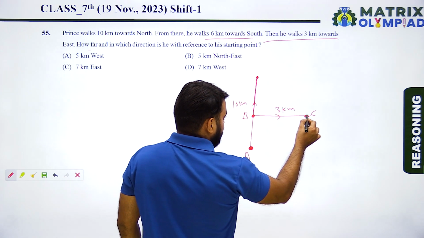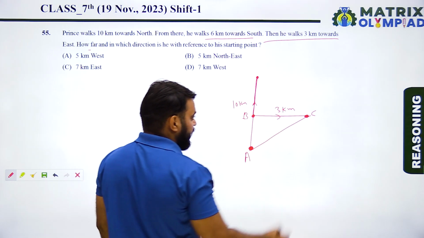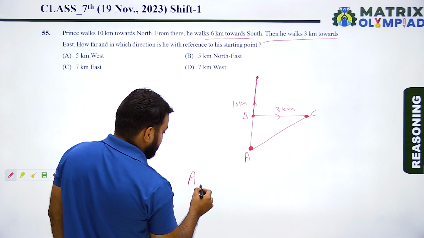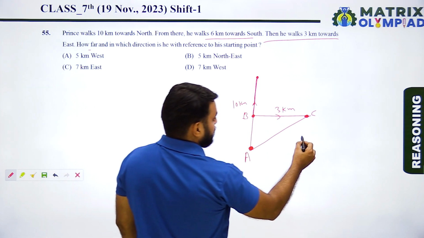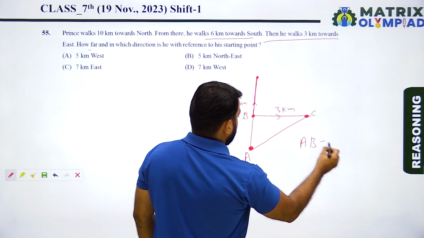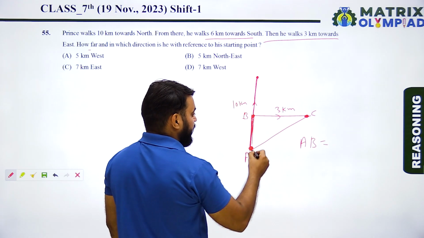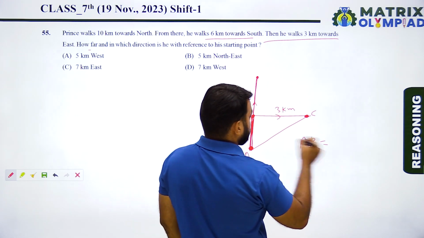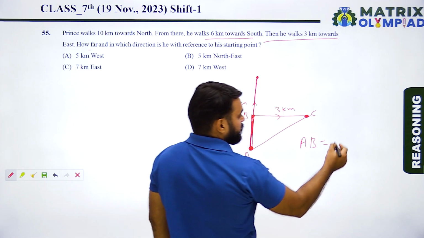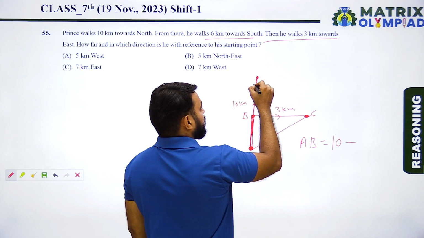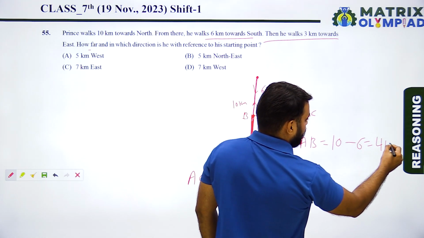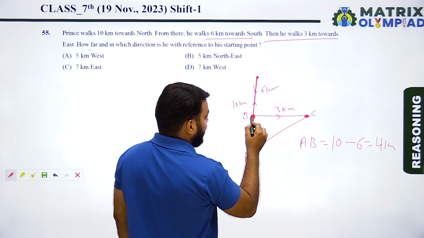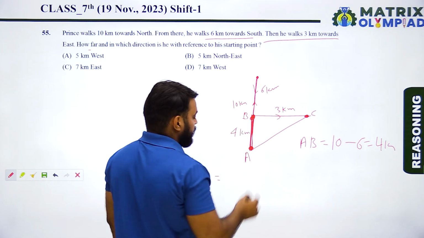Now find the distance between A and C. First find the distance between A and B. So AB is equal to 10 minus 6 kilometer. 10 minus 6 means 4 kilometer. So the distance between A and B is 4 kilometer.